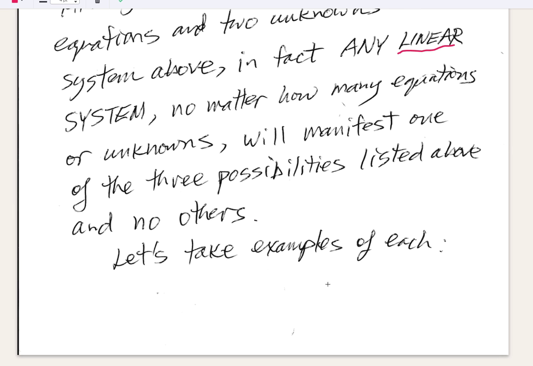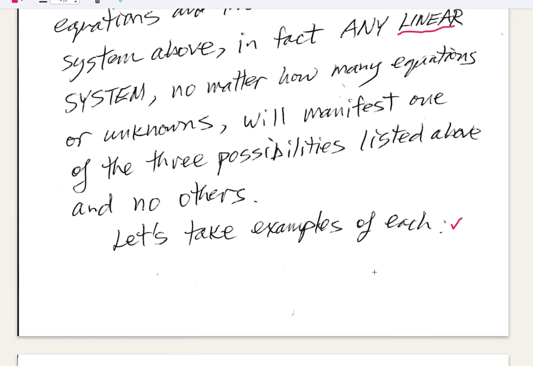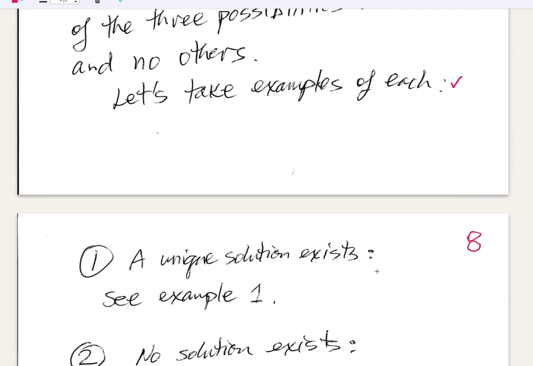Now just quickly, let's take examples of each of the types of behavior that we've got above as far as solutions go. A unique solution exists. See example 1. Remember the example where x equals 4 and y equals -3? That was the only point in common between these two lines. They intersected at a unique point.